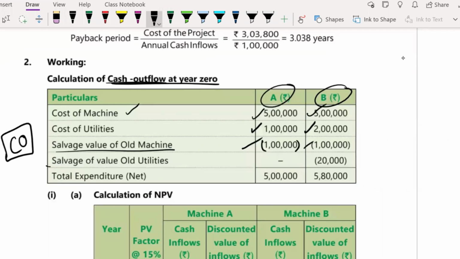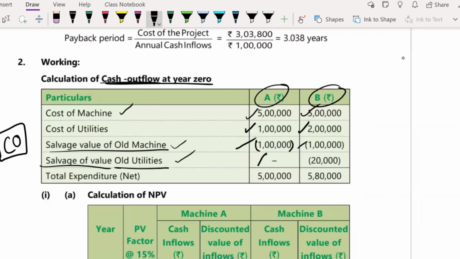Okay. And then the salvage value of old utilities. Here you might wonder what is the old machine and what are old utilities. I already told you. In the old machine which you have, there might be a few spare parts or other parts which can be used in the new machines. That is what is known as utilities. So the salvage value of old utilities. In that old machine, you would have old utilities too.